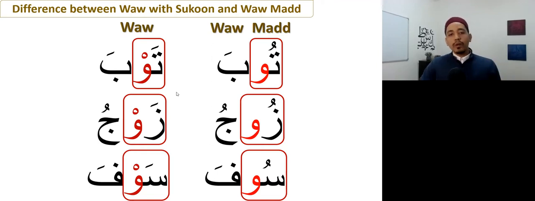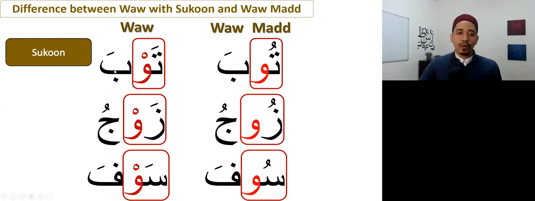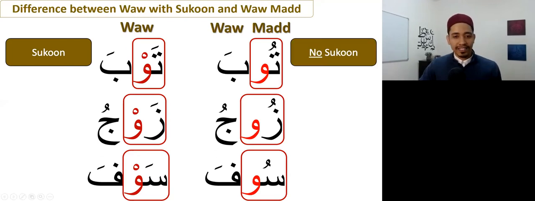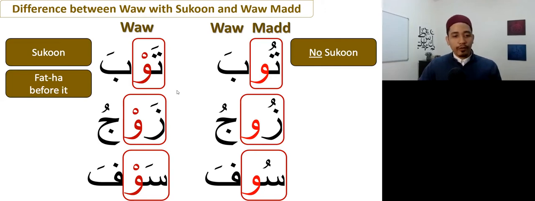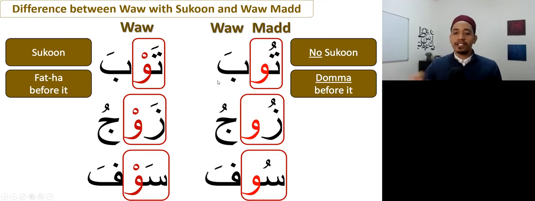So the first difference is that the waw will have a sukun on it. The waw mad will have no sukun on it. The waw will have a fatha before it, and the waw mad will have a dhamma before it. It's just extending that dhamma. Once you graduate around this, you just need to practice how to say the waw with a sukun. Tawba, zawju, sawfa. Then you just need to practice that, and then you got that sorted.